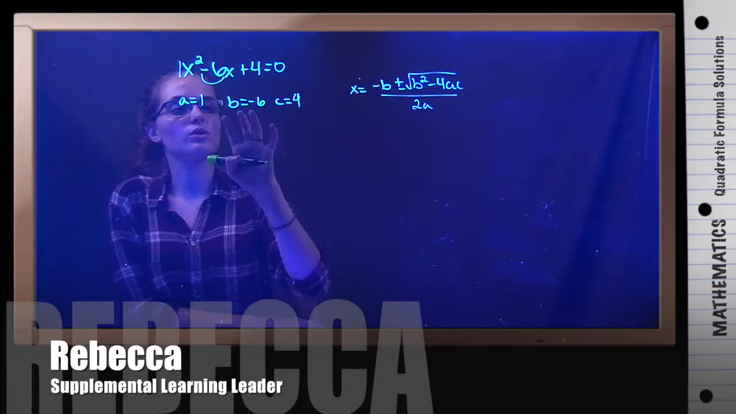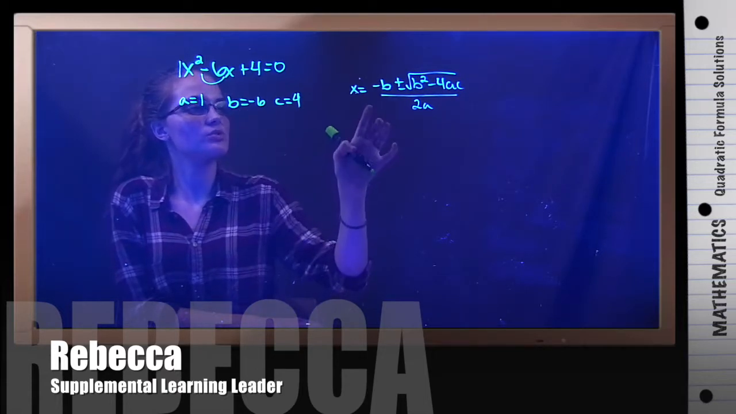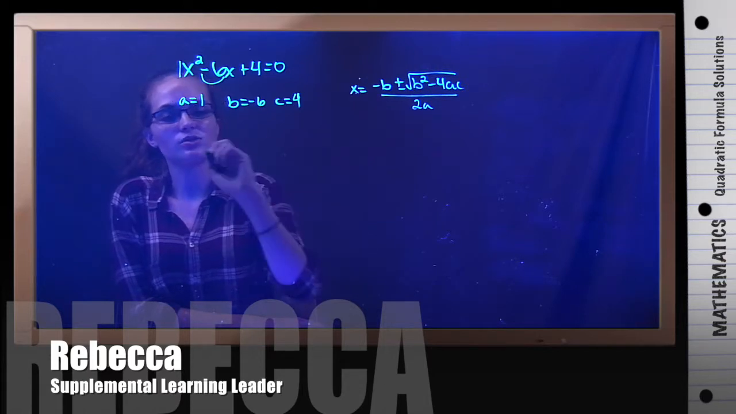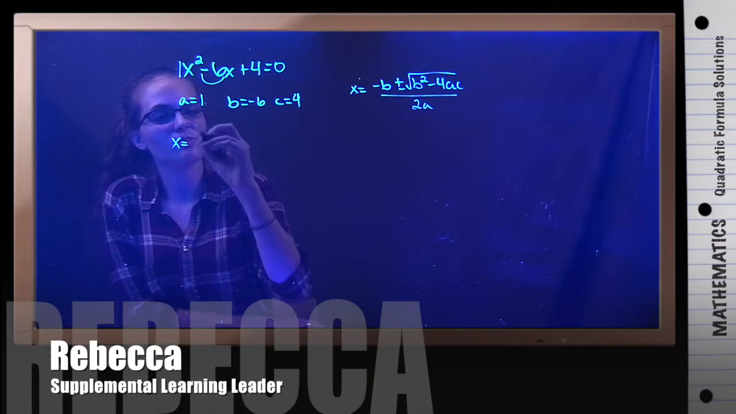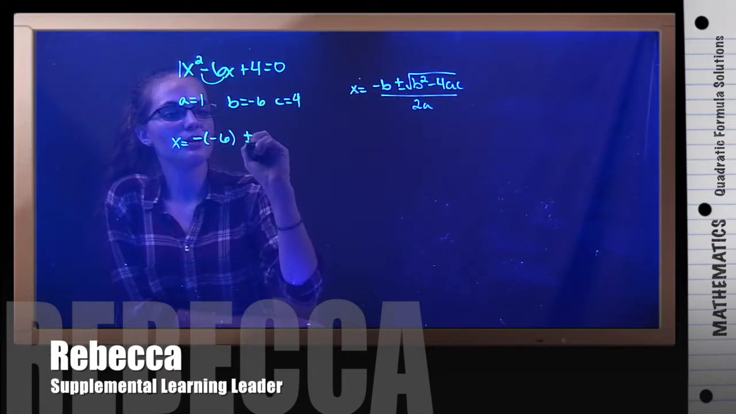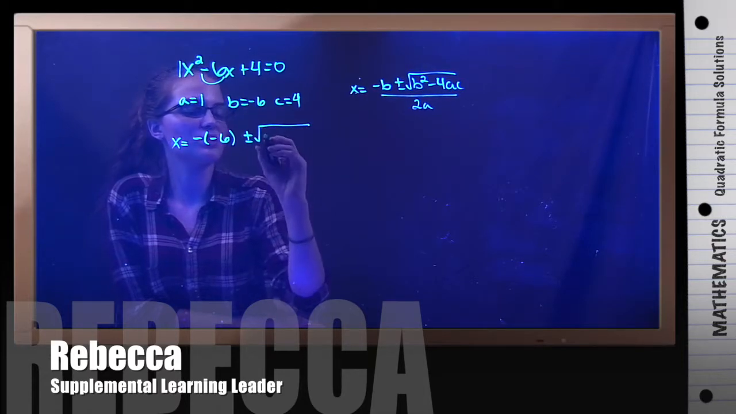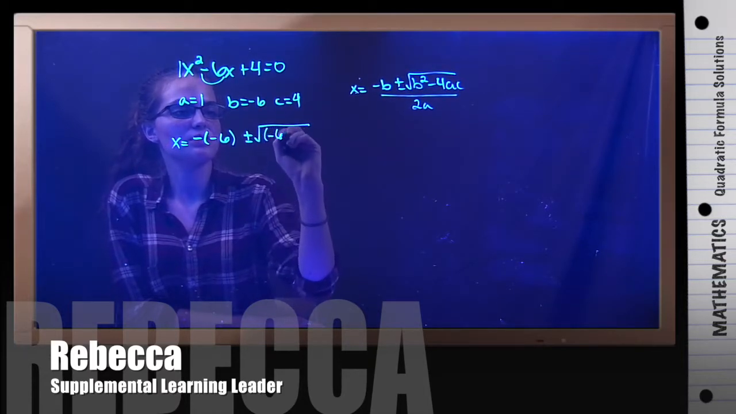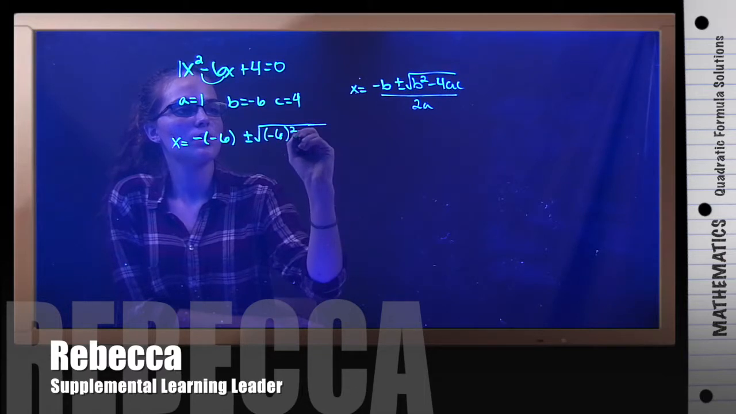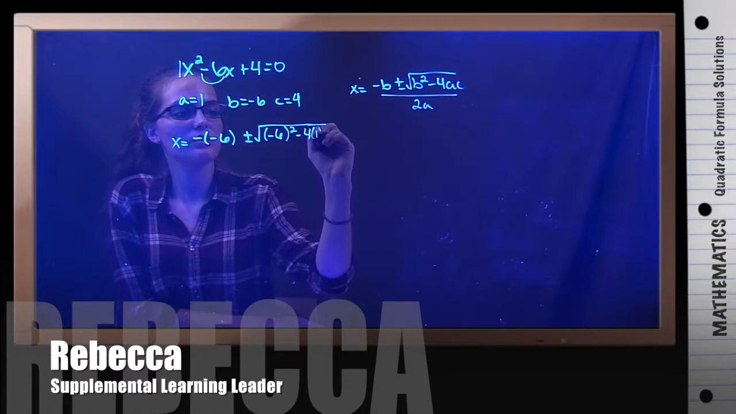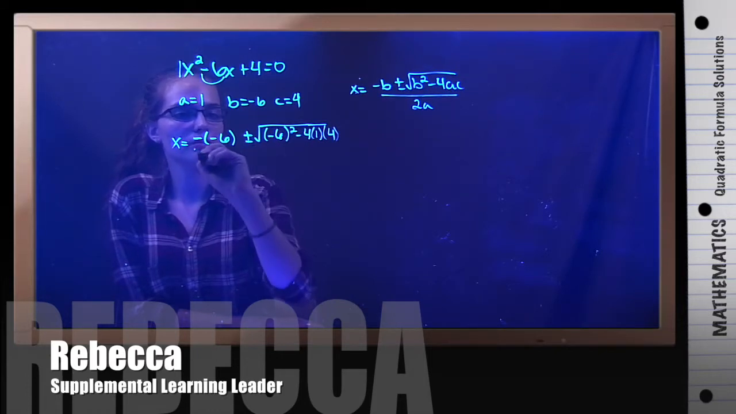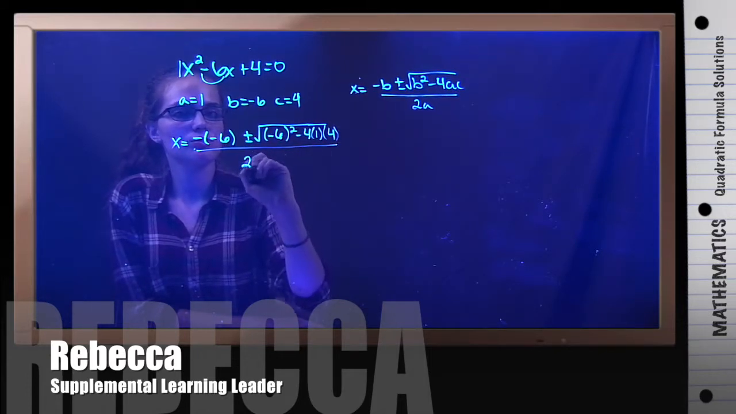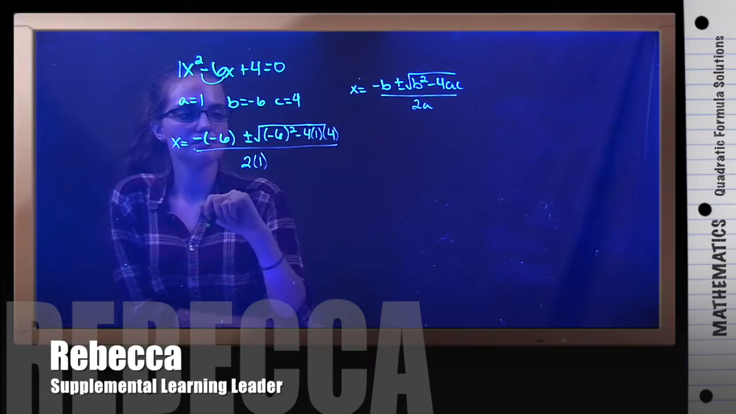Now we're going to substitute all those numbers into the equation and solve for x. So x equals our negative b, which is negative 6, plus or minus the square root of b squared, which is negative 6 squared, minus 4 times a, which is 1, times c, which is 4, all over 2 times a, which is 1.